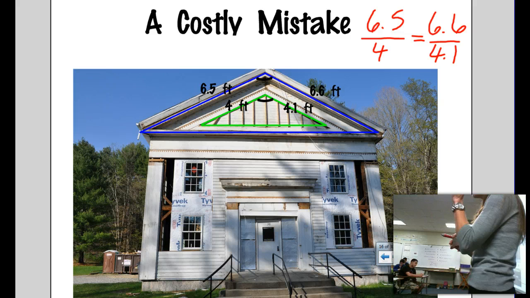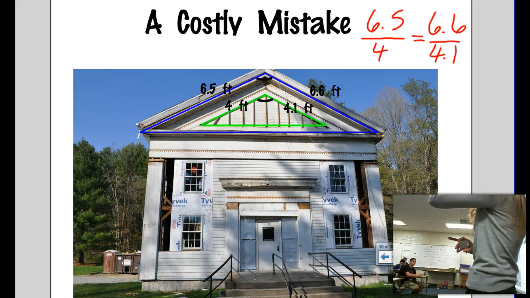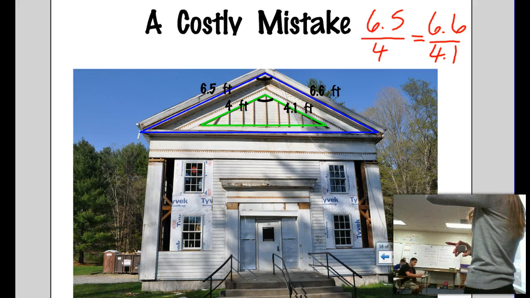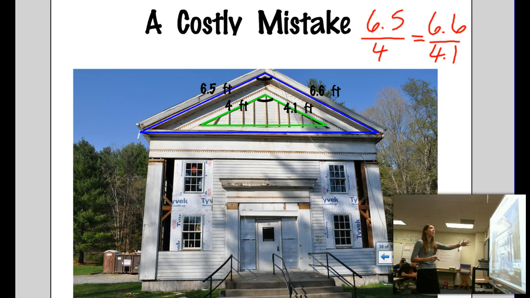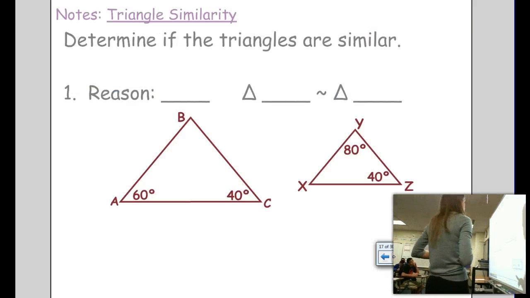Are they close though? When you divide them out, is it close? What decimal are we getting? 6.5 divided by 4, 1.62. 6.6 divided by 4.1, 1.61. So they're off by 100th of a point. They were so close to being similar, but they weren't similar. And that's why they got really mad at Jasmine for assuming what she wasn't supposed to assume.